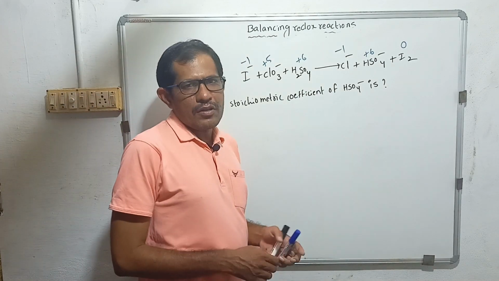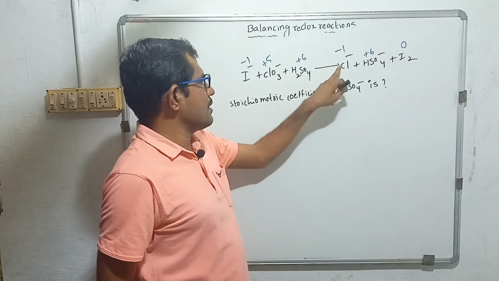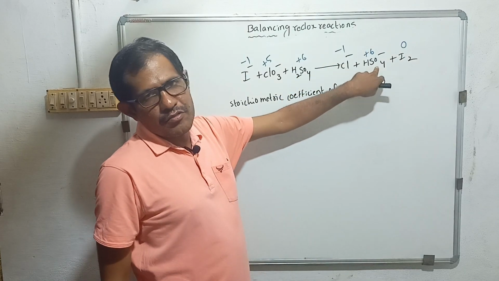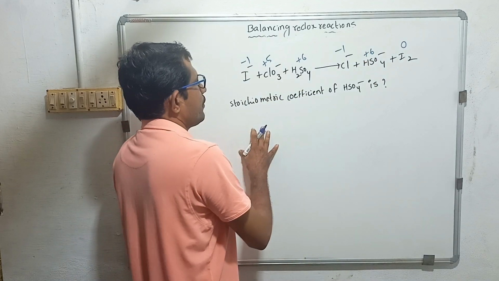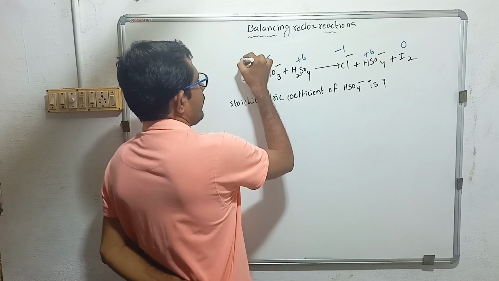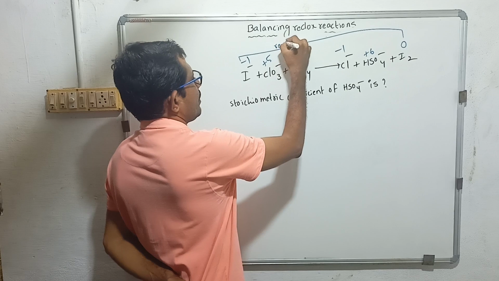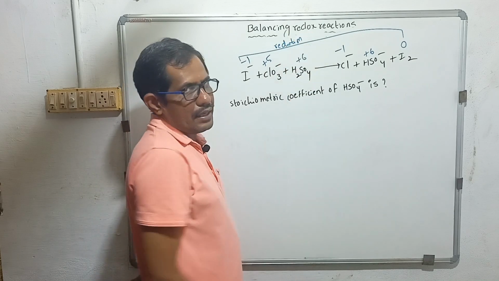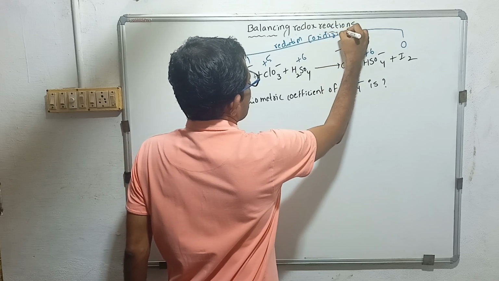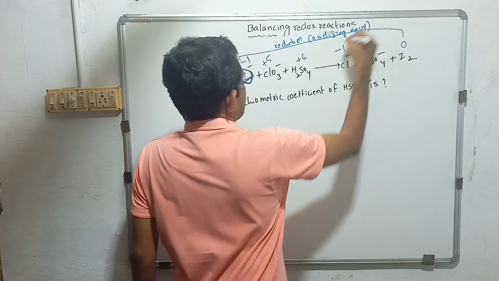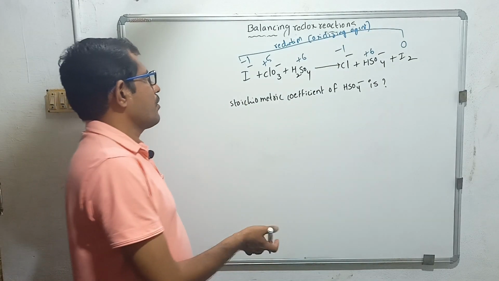If you find the oxidation numbers, iodine is -1, Cl is +5, H2SO4 is +6, Cl minus is -1, HSO4 minus is +6, iodine is 0. Here iodine has a decrease in oxidation number, so it is undergoing reduction. That means it acts as oxidizing agent. There is no change in sulfur oxidation state, so we can ignore that.